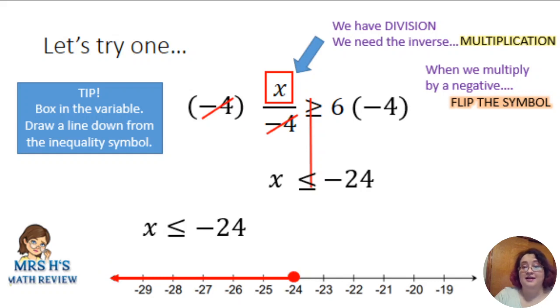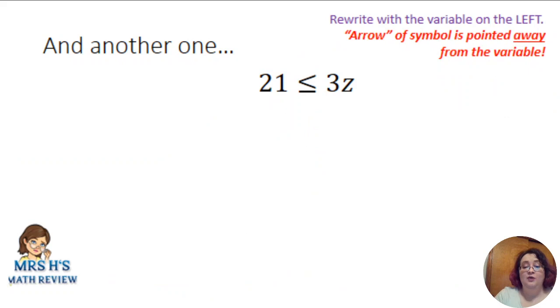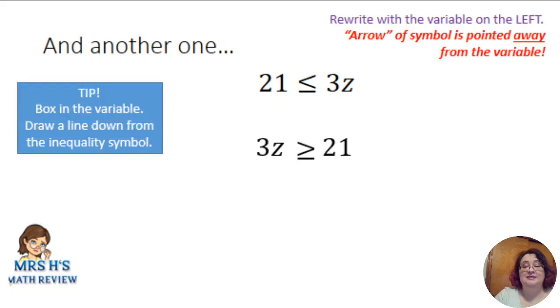All right, let's try another one. Here we have 21 is less than or equal to 3z. So we want to rewrite it with the variable on the left side. If you notice, the arrow part of the symbol is pointed away from the variable. So when I rewrite it, I want to see the arrow pointed away from the variable. So that open end, that alligator's mouth, if you will, is next to our 3z when we rewrite it as well. All right, now back to the same steps we did before.